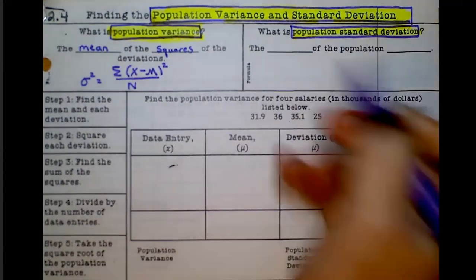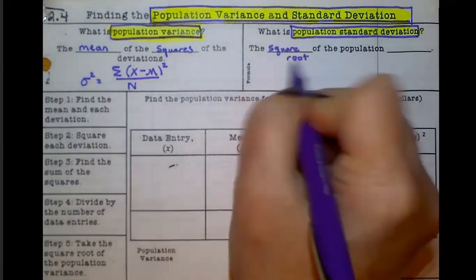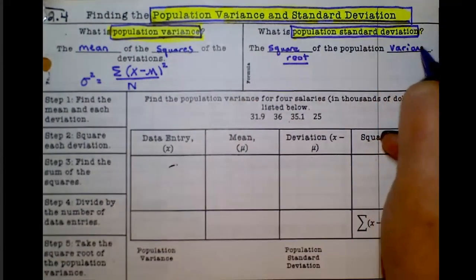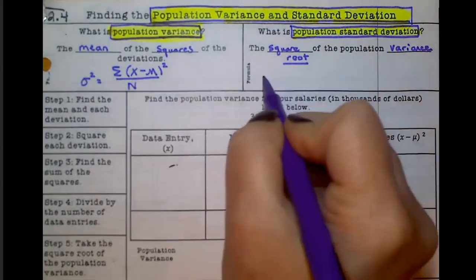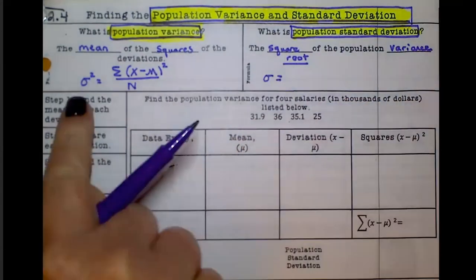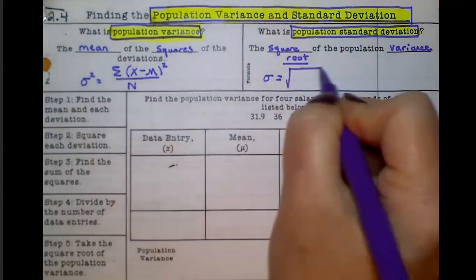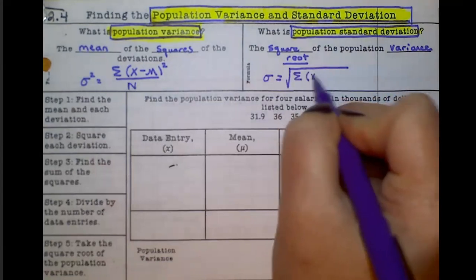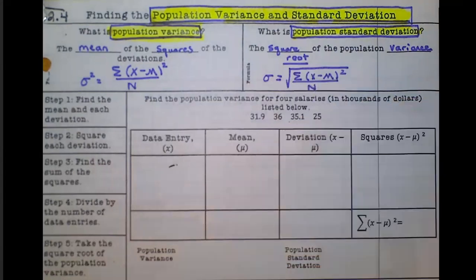Okay, over here is your population standard deviation formula. Now what you're going to do here is take the square root of the population variance. So you're going to take the square root of whatever you get here. So I'm just going to put all of that under the square root symbol. So it is the same formula. You're just going to square root that answer.